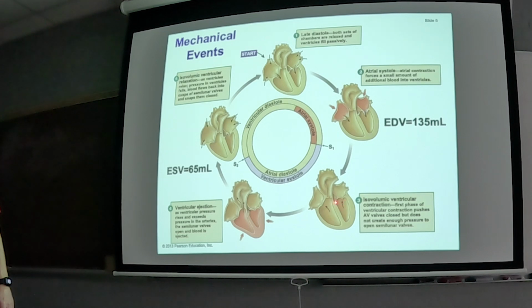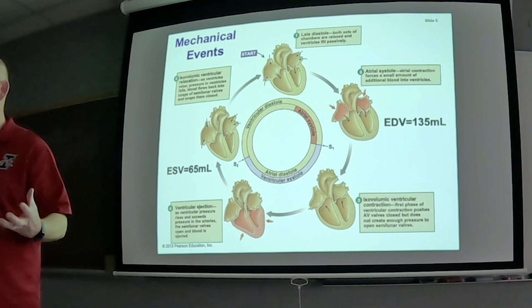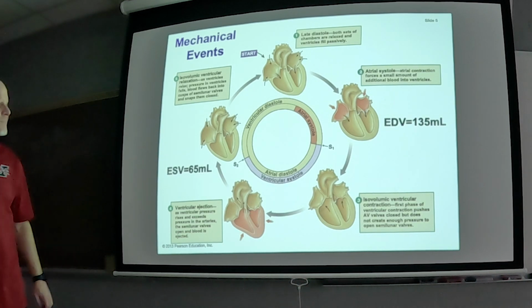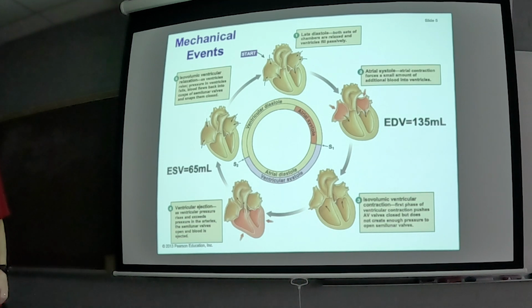Eventually, the pressure builds up enough that you pop open the pulmonary semilunar valve and the aortic semilunar valve, and then you get ventricular ejection. You eject blood. And so ventricular systole has isovolumetric contraction and then ventricular ejection.